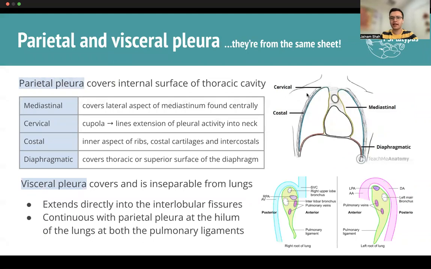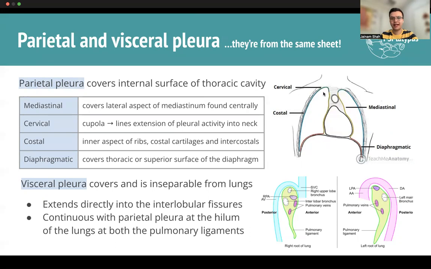So now that we have an understanding about the serous membranes, let's look at the specific pleura that we have for the lungs. The parietal and visceral pleura, remember, are from the same sheet. The parietal pleura covers the internal surface of the thoracic cavity. So it's right up against the ribs and some of the thoracic cage muscles. You've got four main parts to it, and that's illustrated really well with this diagram here. It's been color coded for you, but remember this is in 3 dimensions. So the mediastinal layer is the most medial part.